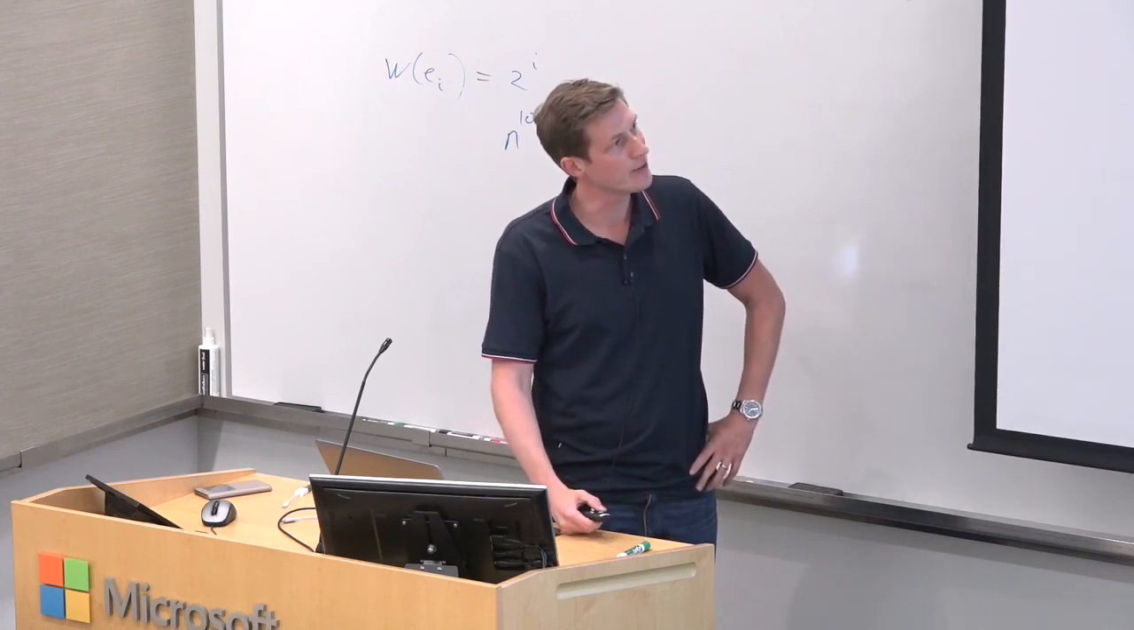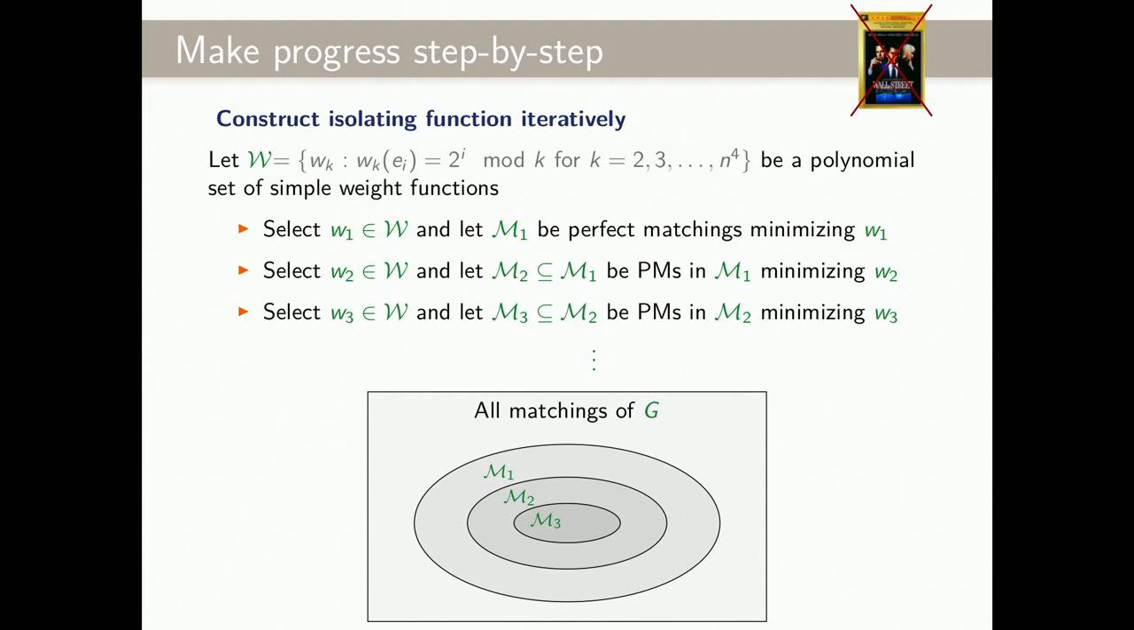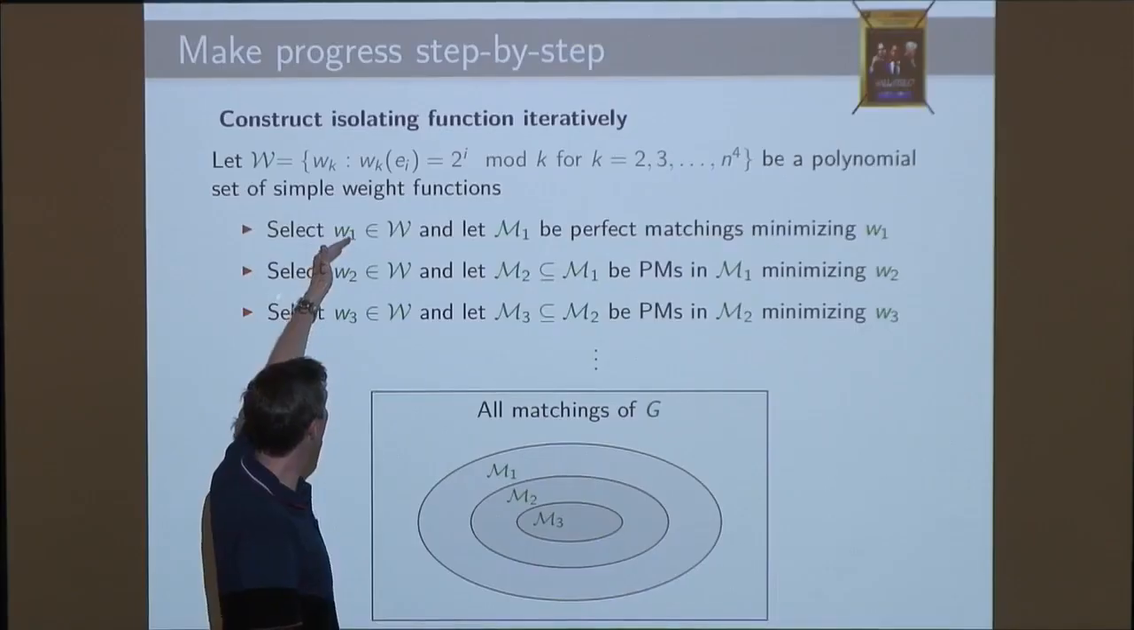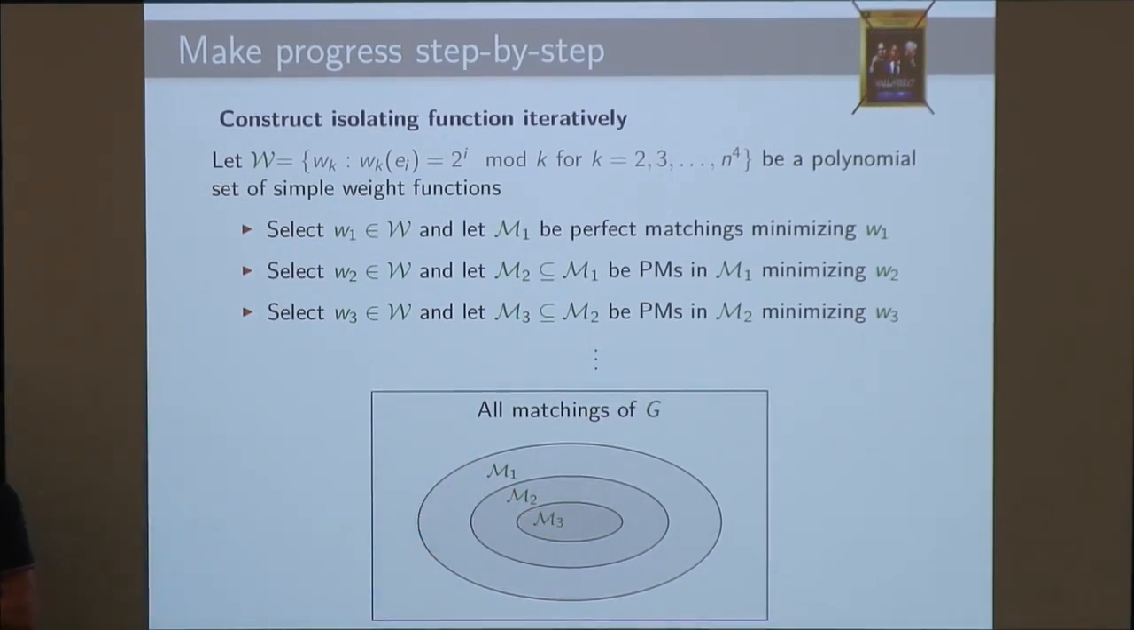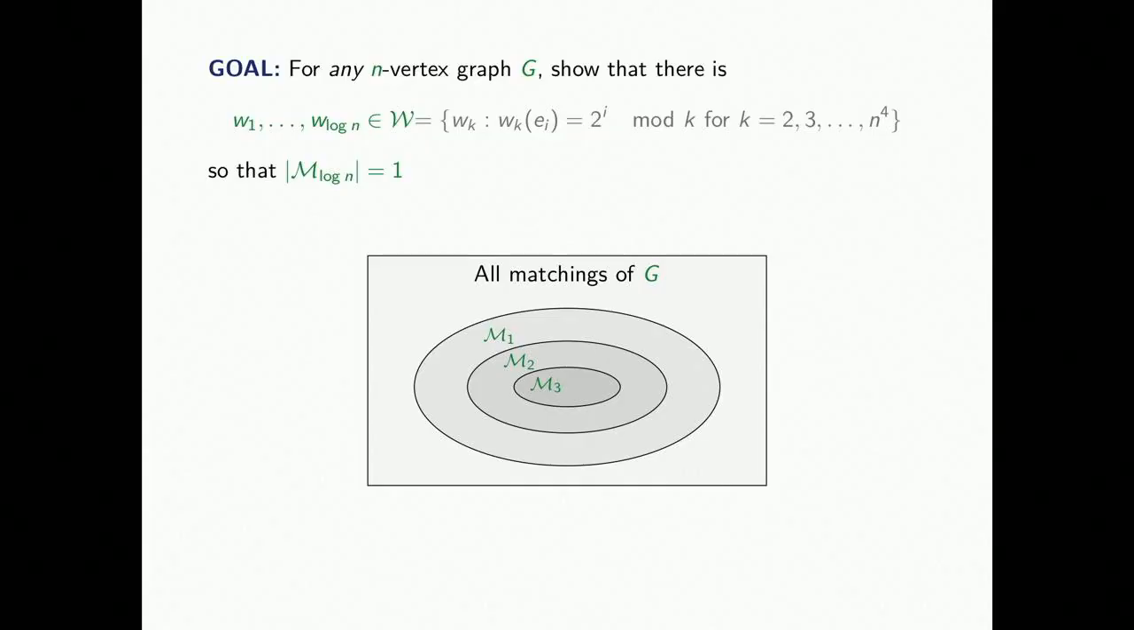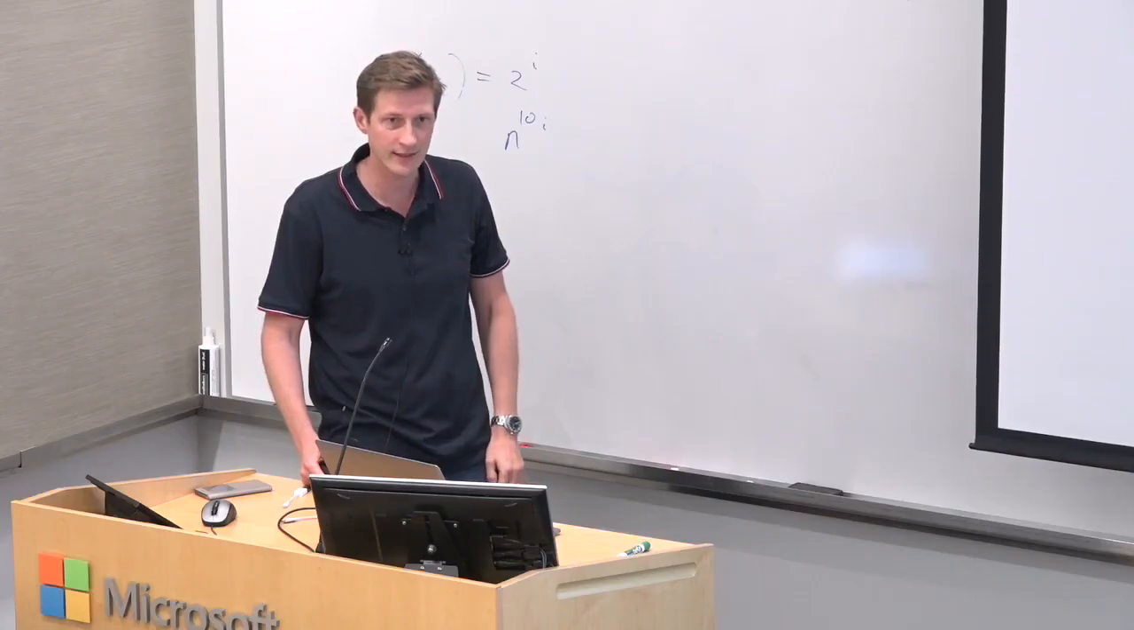But what is important now is that from now on, we can spend exponential time selecting our weight functions if we would like to. We just need to show that you give me a graph. I need to show that there exists a W1, W2, W3, so that if I lexicographically minimize them, I get a unique perfect matching. That's our goal. Okay. So that's our goal now. We want to show that for a given graph, we can select log n weight functions so that the matching is unique. Are there any questions or not?